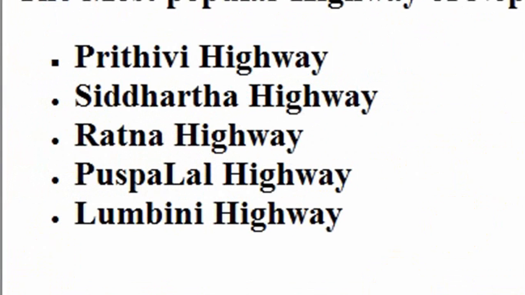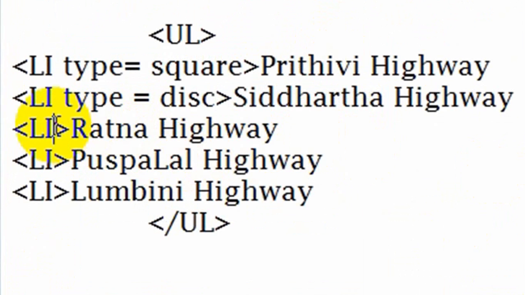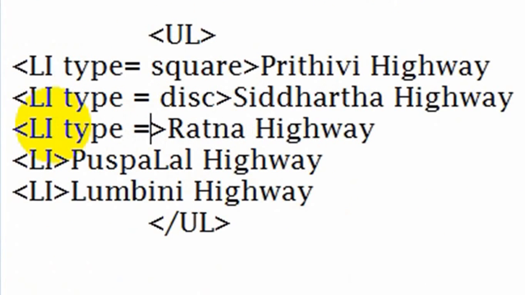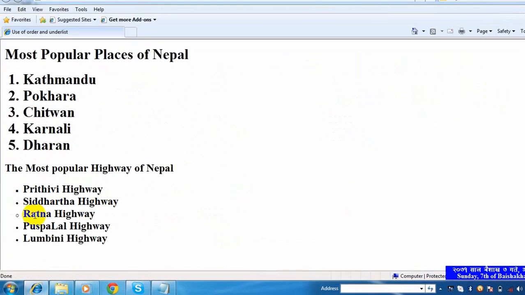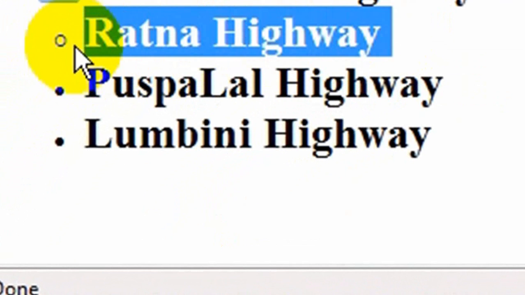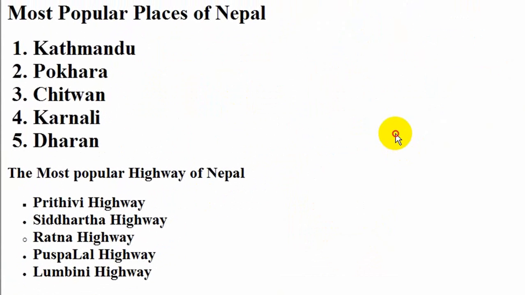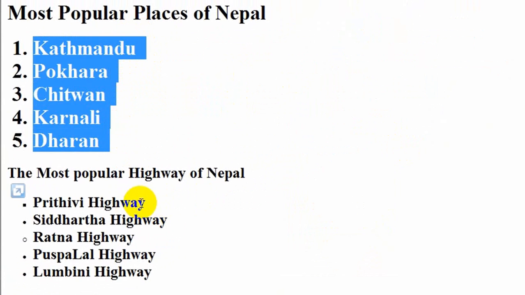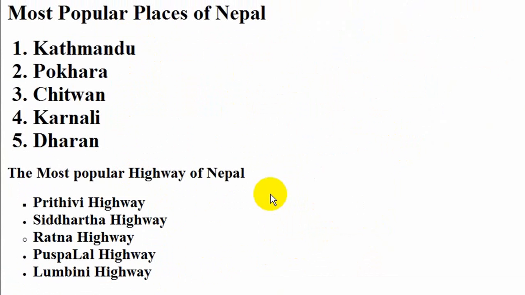Go to the browser. Refresh. What is here? It is in bulleted form. Now again, go to the text editor. Now li type equal to circle. Now save the tags. Go to the browser. Refresh. What is here? You can see only a circle in the unordered list. This is the output for the ordered list and the output for the unordered list. Let's close it.